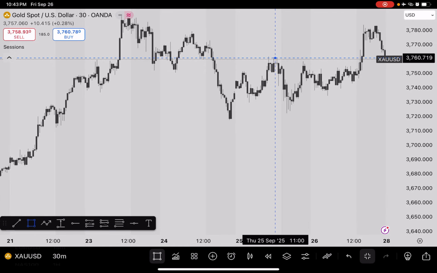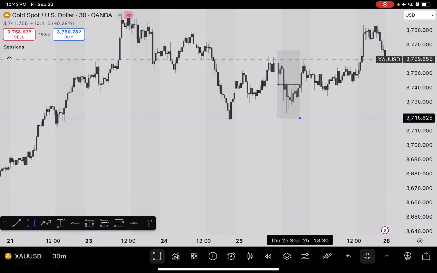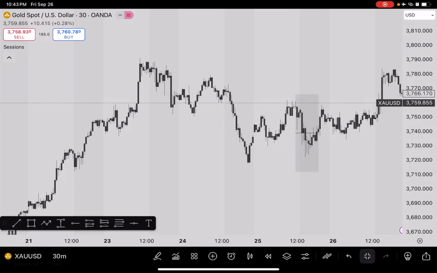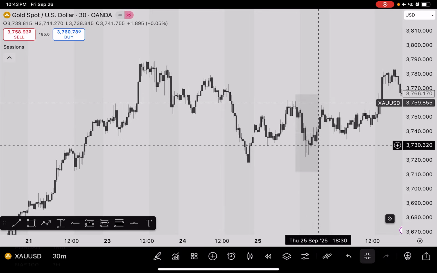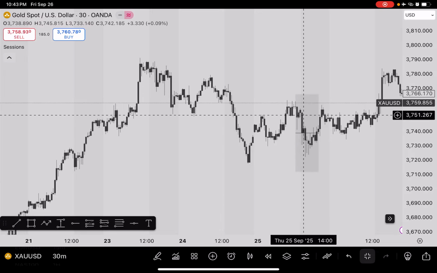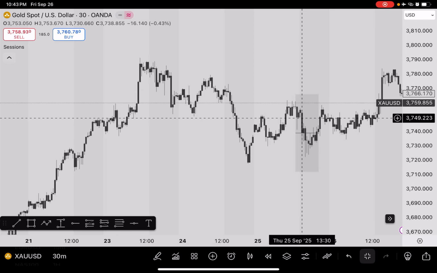Now, I'm about to break down the trade that happened yesterday, which was right around this level. Okay, pay attention to my cursor. This happened right around this level.